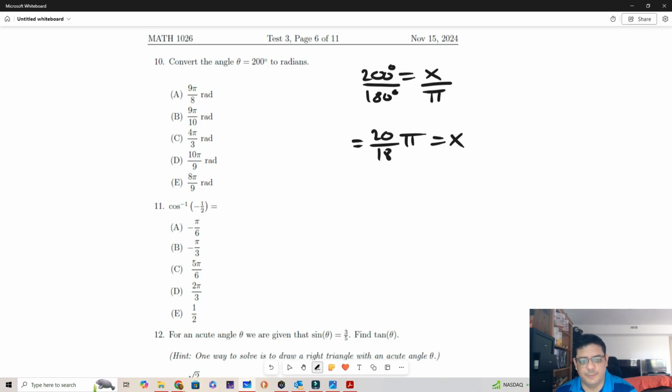I can simplify this a bit, dividing by 2. This is 10 over 9 pi. And that's pretty much one of the answers here. So I'm just going to go with that.